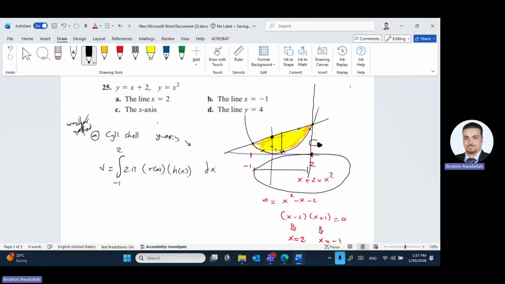The highest, it's very easy to know the highest. It's this minus this, very easy, here or here or here. So this will be the integration from -1 to 2 of 2π times the value of r of x, then the h of x. What's the h of x? We say this function is x plus 2. This function is x squared. So upper minus lower will be x plus 2 minus x squared dx. Now the radius.